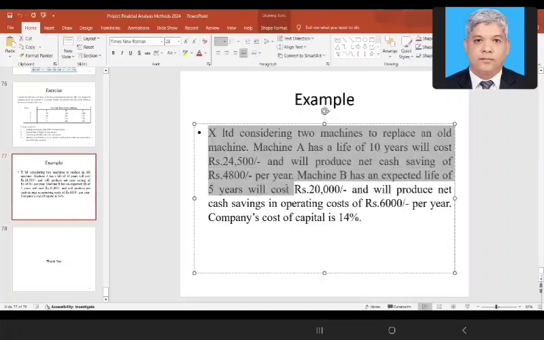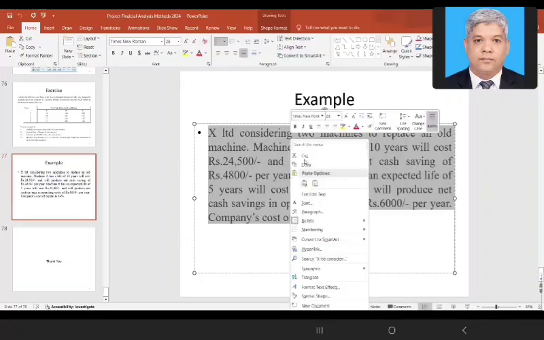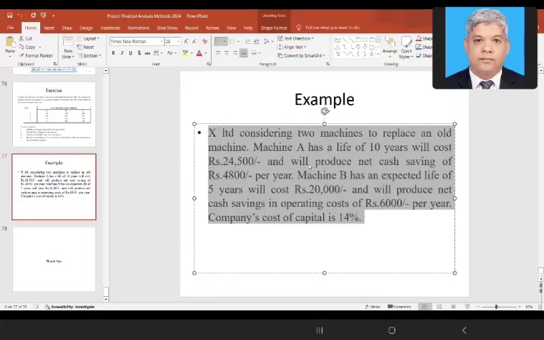Machine B has an expected life of 5 years. That means the machine lifetime is going to be 5 years, but it will cost only 20,000, and the cash saving is 6,000 rupees per year. The company's cost of capital is 14%. Now, which machine should be bought or replaced? We'll check it. There are possibilities.